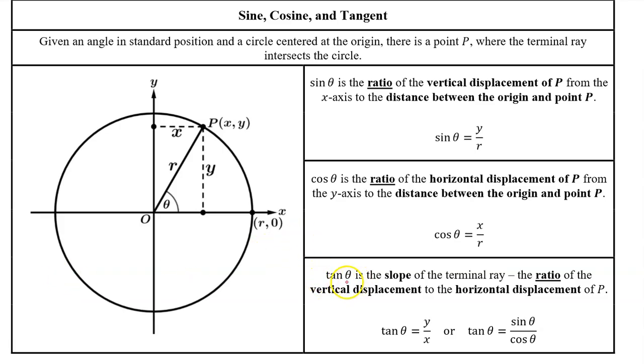The tangent of theta is the slope of the terminal ray. That's the rise over run that you learned back in Algebra 1. So the tangent of theta is the ratio of the vertical displacement to the horizontal displacement of P. In other words, the tangent of theta is equal to y over x, or the tangent of theta is equal to sine theta over cosine theta.